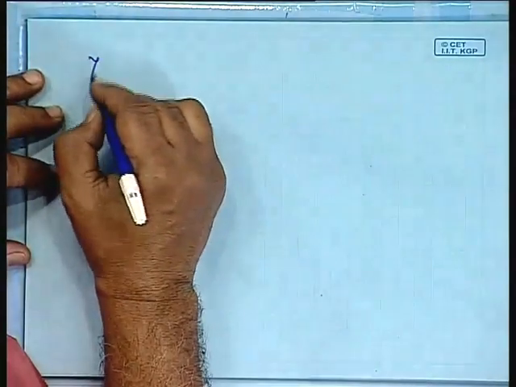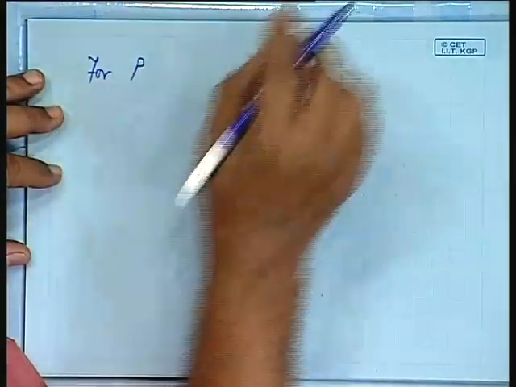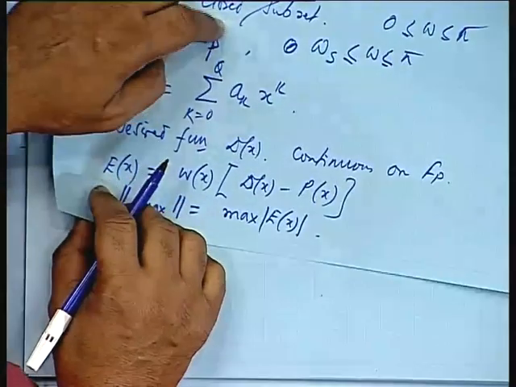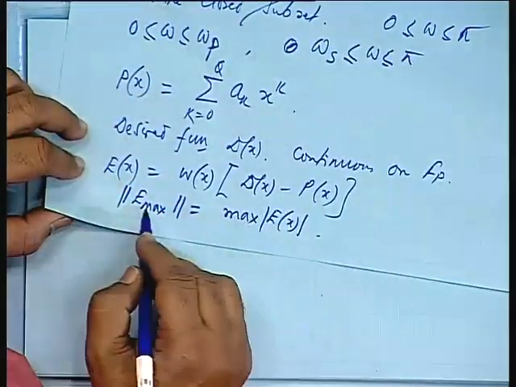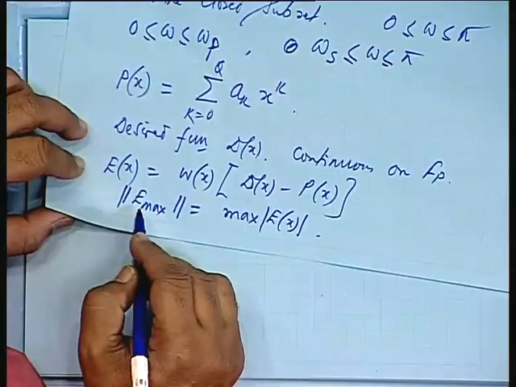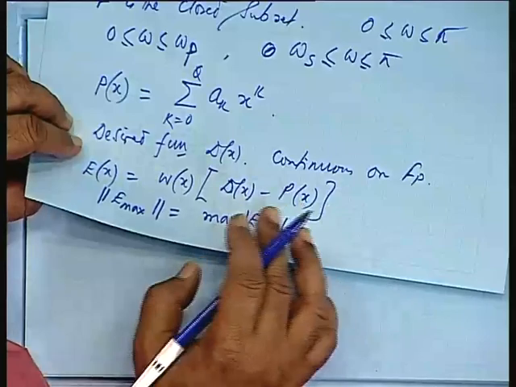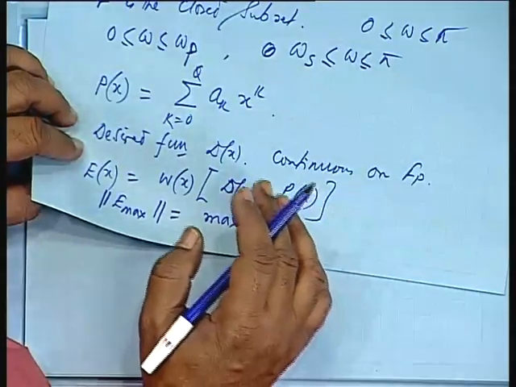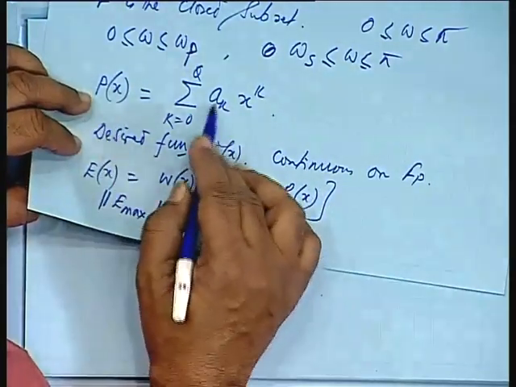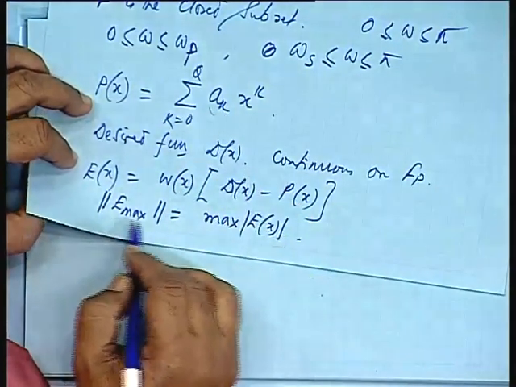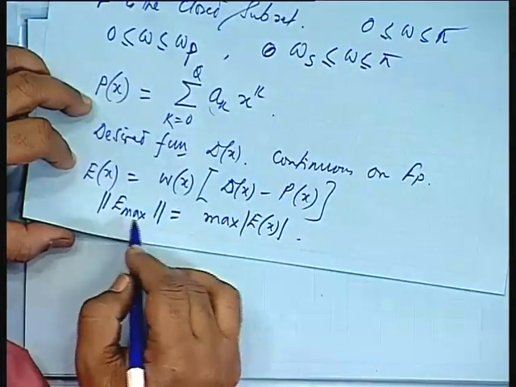For P(x) to be unique, we are trying to find out that P(x) which will be giving me minimum value of this E max. Is the problem clear? We are trying to find out that P(x), these coefficients basically a_k's, which will minimize this maximum value.